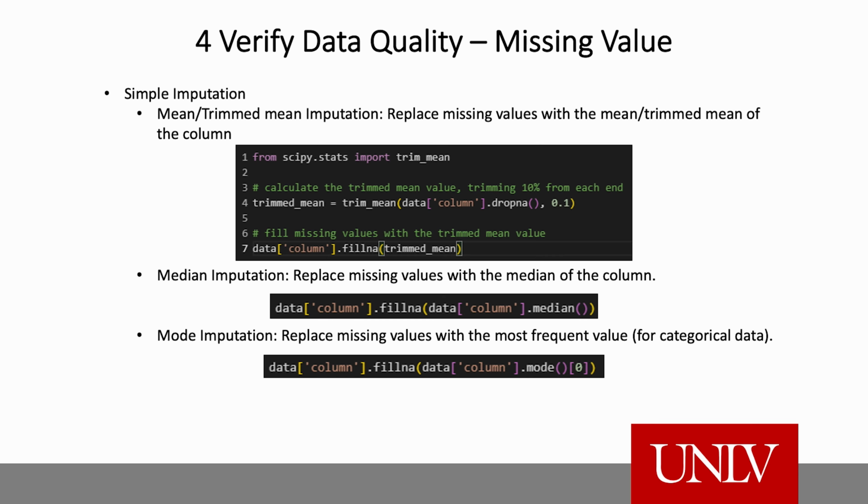Mean imputation replaces missing values with the average. Median imputation works well for skewed data. Mode imputation is suitable for categorical variables. More advanced methods, such as k-nearest neighbors or regression imputation, also exist, but they are beyond the scope of this course. The goal is to choose an imputation method that maintains accuracy and keeps the dataset useful for analysis.